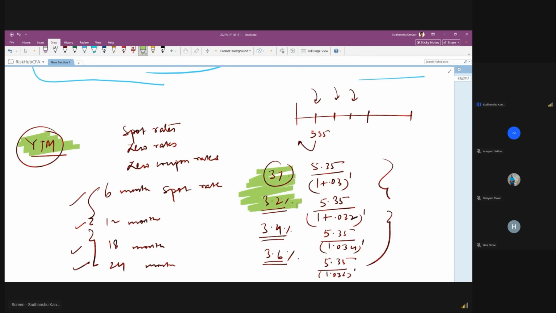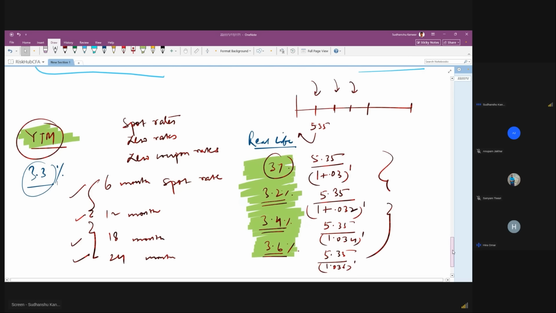I don't want 3, 3.2, 3.4, 3.6. This is real life stuff. I don't want this kind of drama. I want one rate which depicts everything. So that rate will come out, let's say, 3.3. So we are saying that YTM is 3.3, which is kind of depicting the whole thing. Does it make sense?